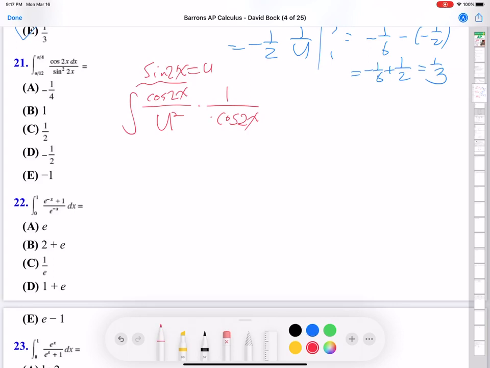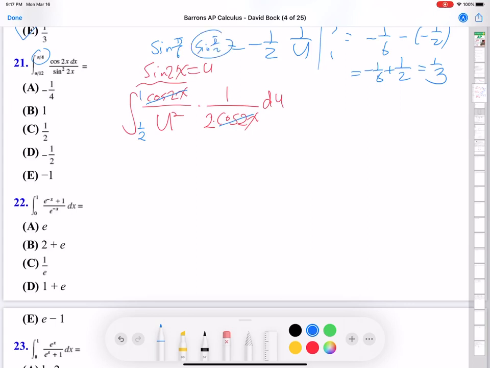Because the 2x is inside the function, and then du, and this cosine 2x cross out. What about the bottom number? If x is pi over 12, sine 2 times pi over 12, which is pi over 6, right? That's 1/2. So the bottom number is going to be 1/2. Top number, upper limit, when x is pi over 4, sine 2x is sine pi over 2, which is 1.